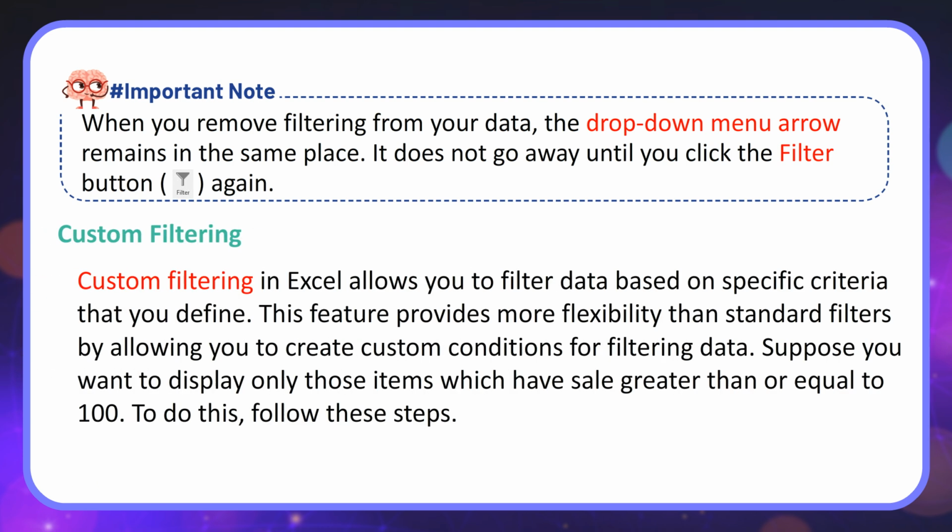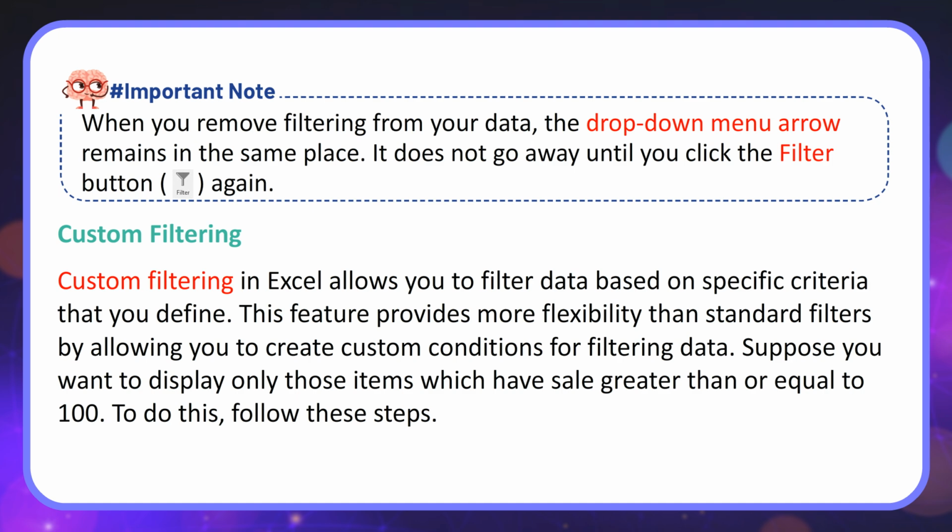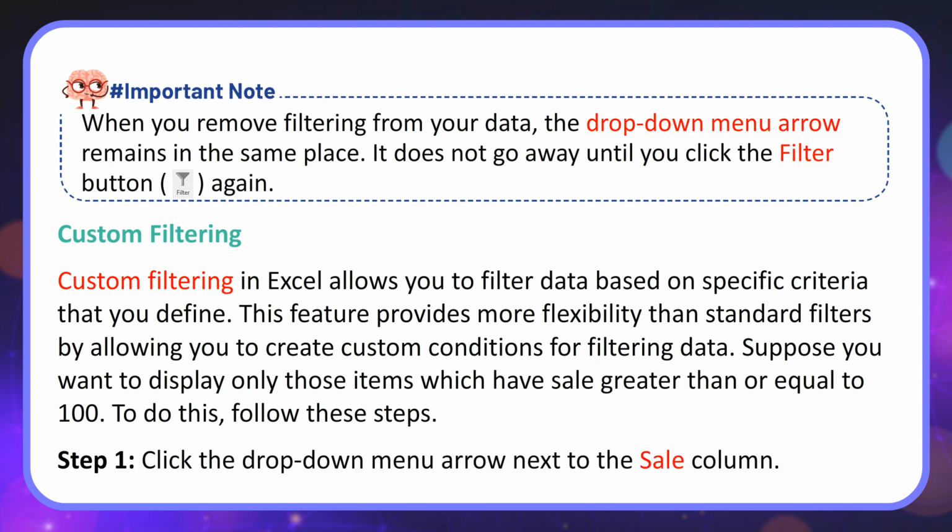Custom filtering. Custom filtering in Excel allows you to filter data based on specific criteria that you define. This feature provides more flexibility than standard filters by allowing you to create custom conditions for filtering data. Suppose you want to display only those items which have sale greater than or equal to 100. To do this, follow these steps. Step 1.